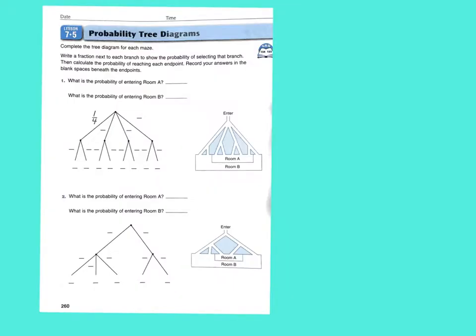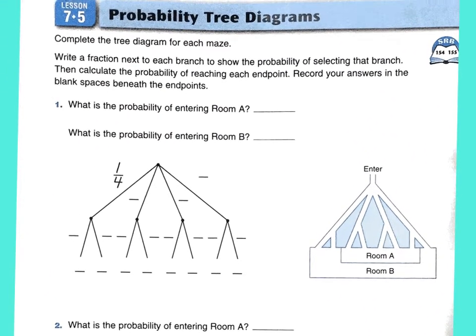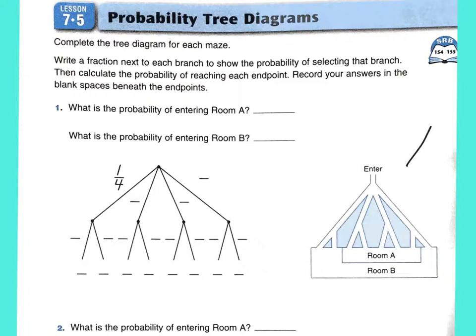Looking on page 260, which I have here, we are supposed to complete the tree diagram for each maze. So if I zoom in, you can see that in our first example, number 1, we have a maze over here, and then we're going to be filling in our tree diagram here that correlates with that. So write a fraction next to each branch to show the probability of selecting that branch. Then calculate the probability of reaching each endpoint, which our endpoints are down here, and also these would be our endpoints. Record your answers in the blank spaces beneath the endpoints. What is the probability of entering room A and the probability of entering room B? We can't really determine that yet because we need to do our tree diagram first.